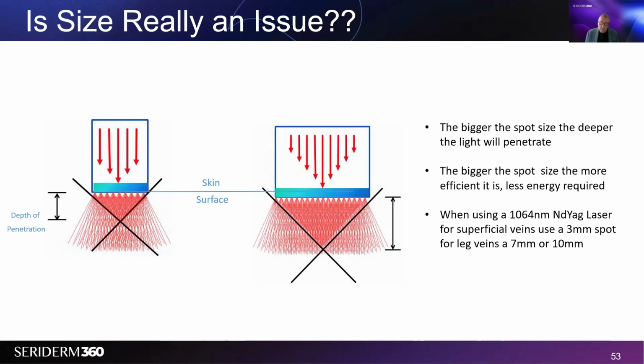I threw this in just to remind people, if you're going to use an Nd:YAG on superficial veins, particularly on the face, then don't use a spot size bigger than 3 millimeter. Otherwise, if you go over that, the Nd:YAG is going to penetrate too deeply and you'll end up with indentations. Typically for leg veins, my go-to is 7 millimeter. Sometimes I'd use 8 millimeter.